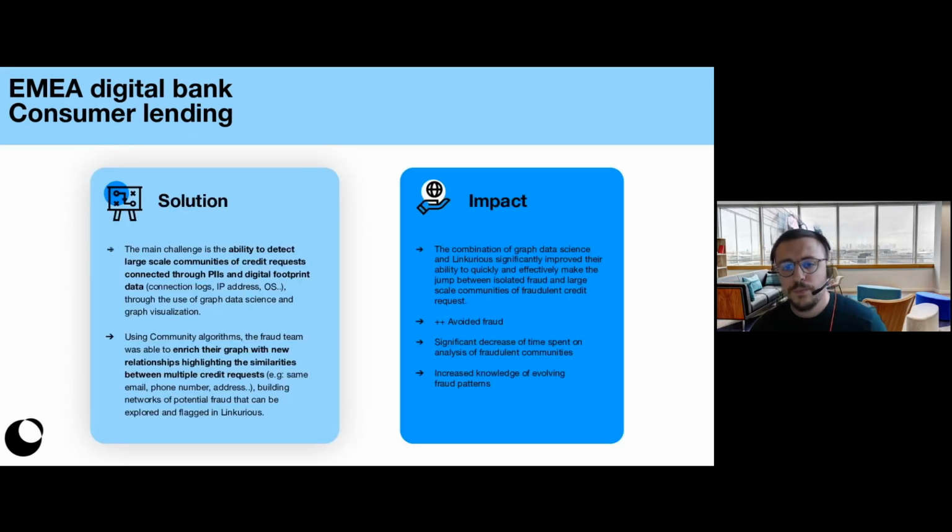So the main challenge is to detect large-scale communities of credit requests connected through PIIs and digital footprints. They made very good use of community algorithms, like the one that Jean showed in the previous slide, from the Graph Data Science library of Neo4j, for example. The fraud team was able to enrich their graph with new relationships produced by those graph community algorithms, highlighting the similarities between multiple credit requests, such as same email, phone number, and address, building networks of potential fraud that can be exploited and flagged in Linkurious.